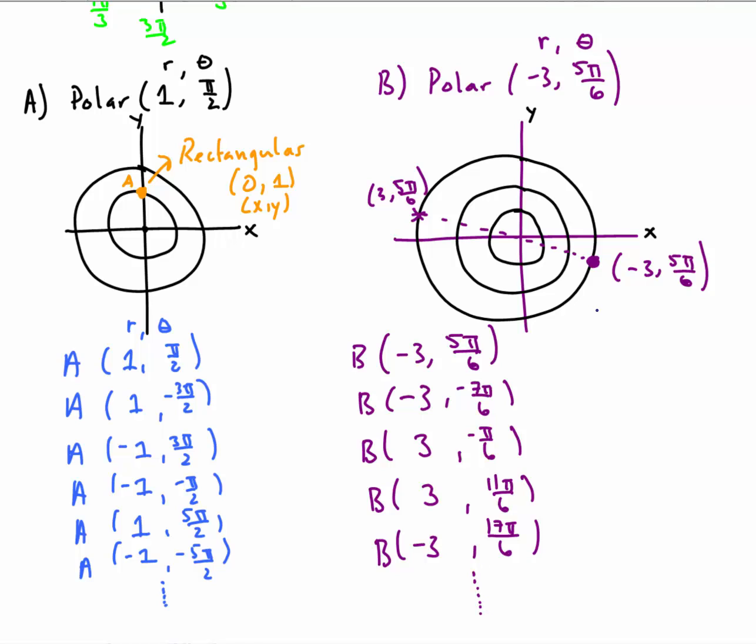Now the rectangular, I'm not so sure about. I don't think this is going to be very easy. It's probably not out exactly 3 units, because 3 units is out here, and not every point on this circle has an x value of 3. So I'm not sure about this. So rectangular, I don't know. We'll have to work on that one.